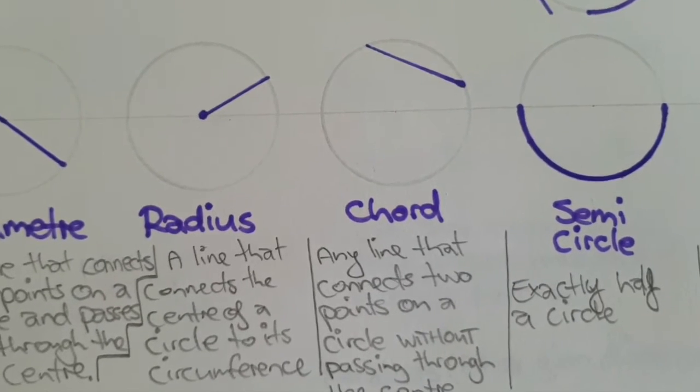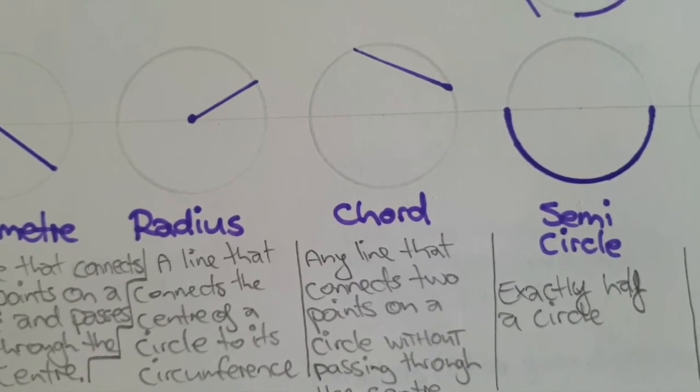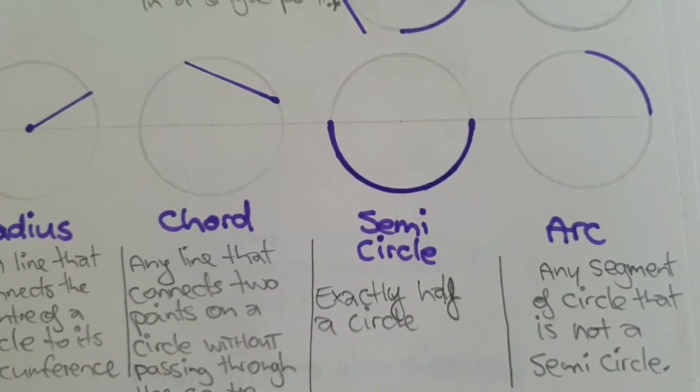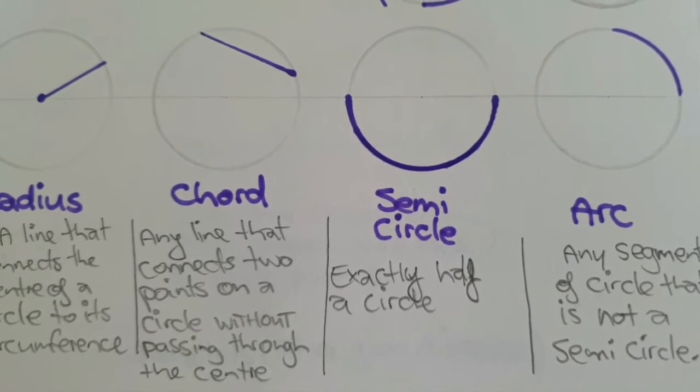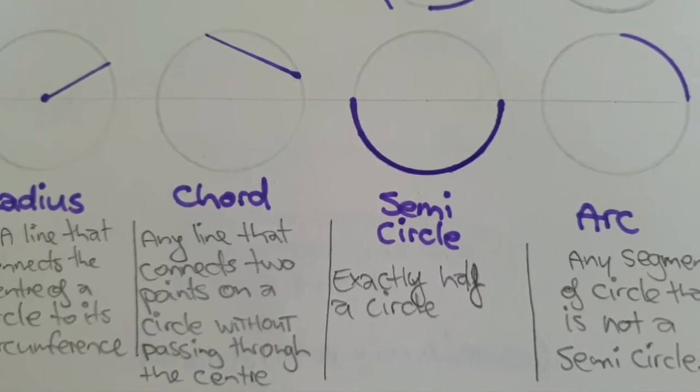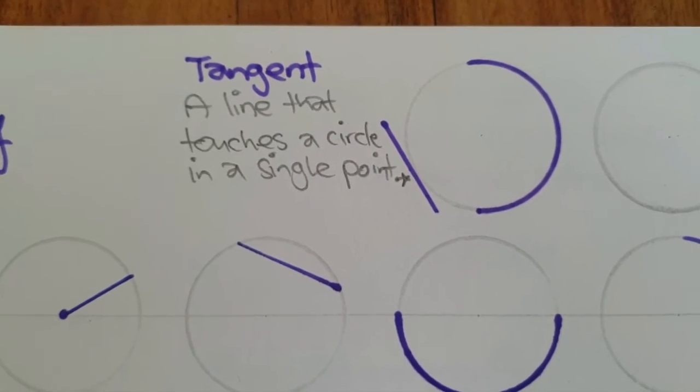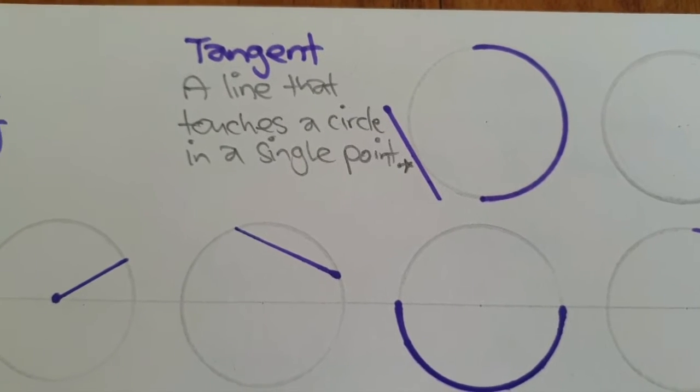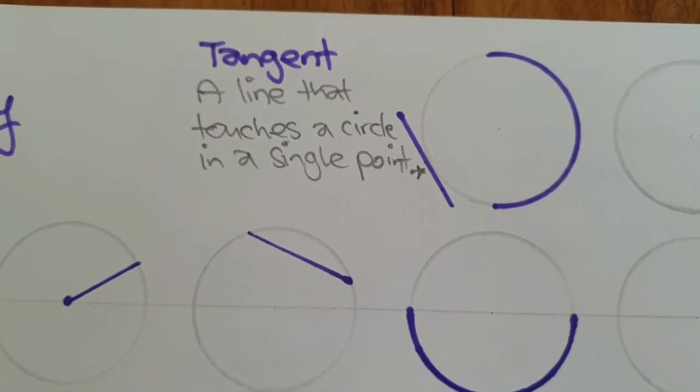Semicircle is exactly half a circle. An arc is any segment of a circle that is not a semicircle. And a tangent is a line that touches a circle in a single point.